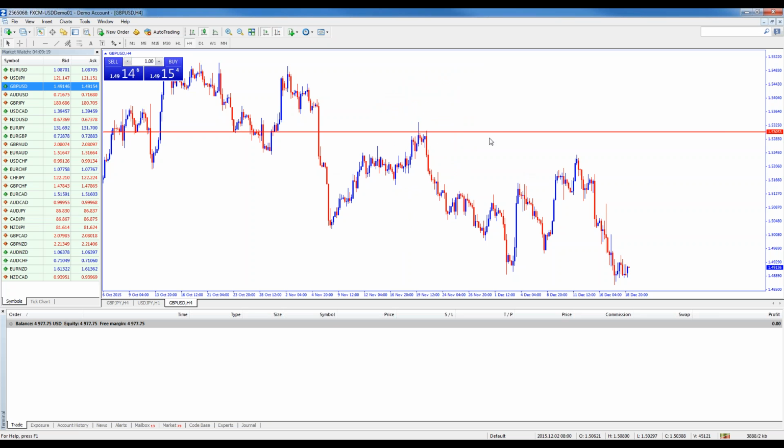MetaTrader 4. Let's take a look. First thing we're going to talk about: what is a market order? If you buy the market, let's just say we're going to buy. What you're doing here, and I want you to see this, you see where the bid is, you're buying higher.